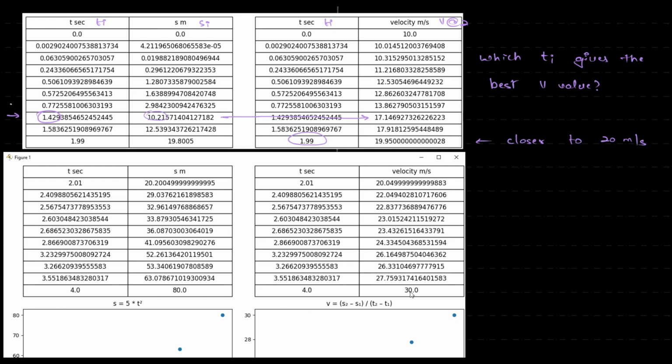Ti at 4 is 30, and then 20, 27, 26, 26, so on and so forth. So what can we observe? Yes, this is a better value. Overall, what can you conclude? From both ends, we're getting a better answer when we are closer to a time interval near 2. Closer, the better the answer.